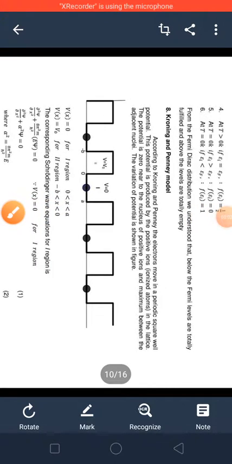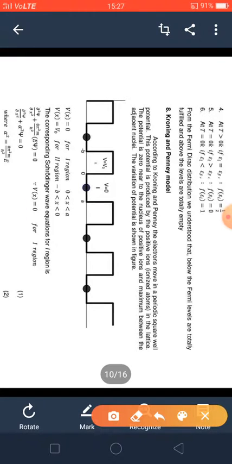Okay, today our topic of discussion is the Kronig-Penney model, which is a very important topic in free electron theory for electrical engineering students. According to the Kronig-Penney model, the electron moves in a periodic square well potential, and this potential is produced by the positive ions in the lattice.